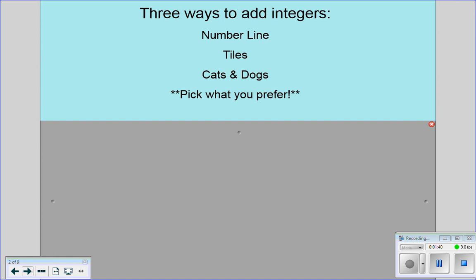So, in your notebook today, I'm going to show you 3 different ways to add integers. So, these are the 3 different ways. Number line, tiles, cats, and dogs. So in your notebook, when I talk about number line, you're going to show what the number line is in your notes. When I talk about tiles, you're going to kind of draw what the tiles look like in your notes. And then cats and dogs is actually a way to do it mentally, so you don't have to use the number line. Okay. So those are the 3 ways. You can choose whichever you like. I don't care what you choose. It does not matter to me. You choose what works for you.